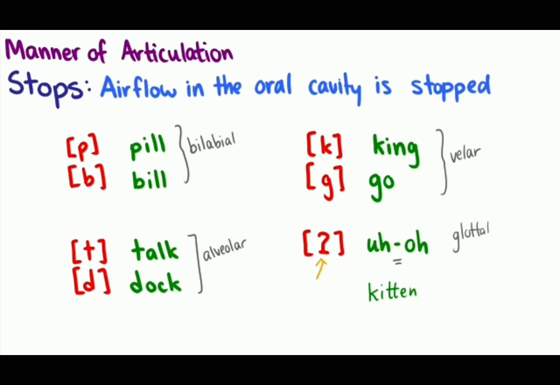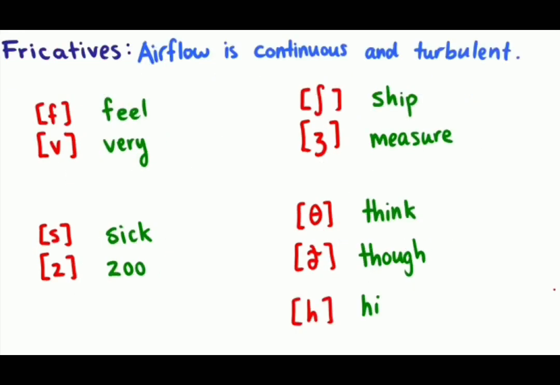There's all the oral stops, the stops that go through the oral cavity, and all of them have a similar quality where air is kept behind a part of your mouth, and then there's a release, a pop. Then it's release: pa, pa, ka, ga, ta, da. You can definitely feel there's a similar quality between all of these sounds.